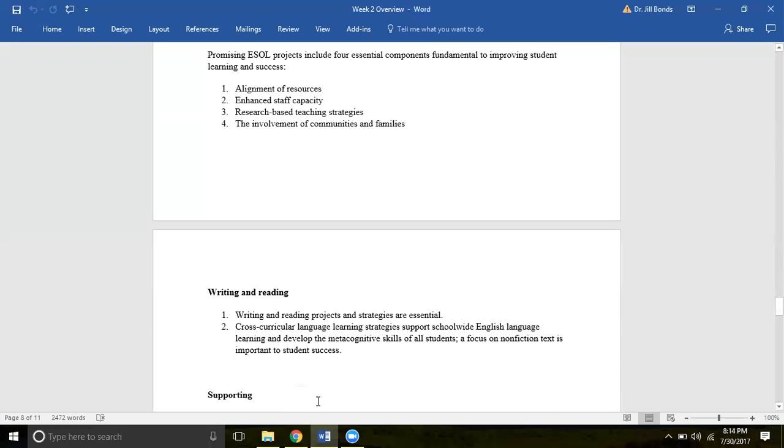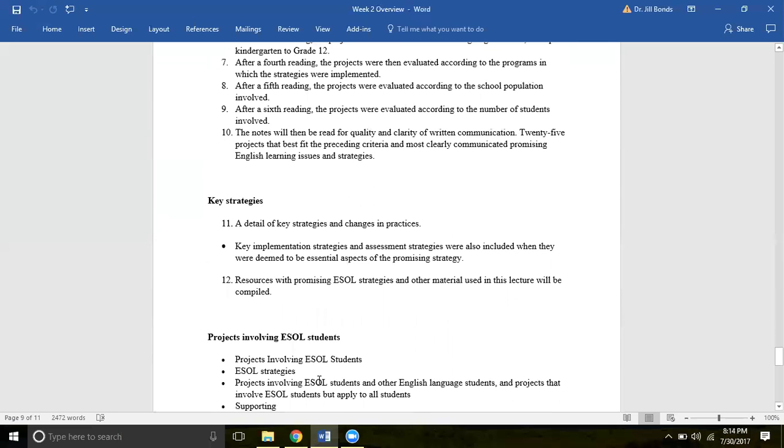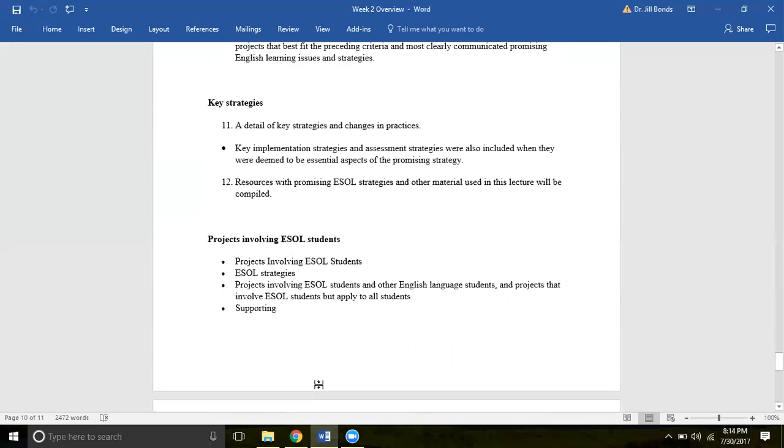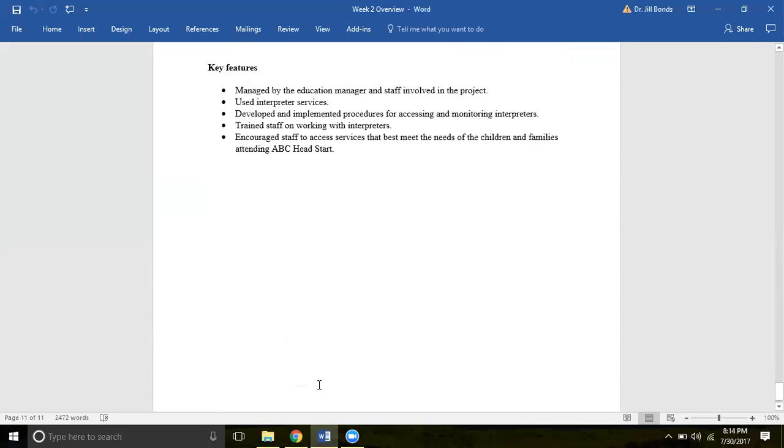Cross-curricular language learning strategies support school-wide English language learning and develop the metacognitive skills of our students. A focus on nonfiction text is important to student success. I truly believe that. This talks about the promise of our ESOL students and the projects that we can learn from, both the strengths and the weaknesses.